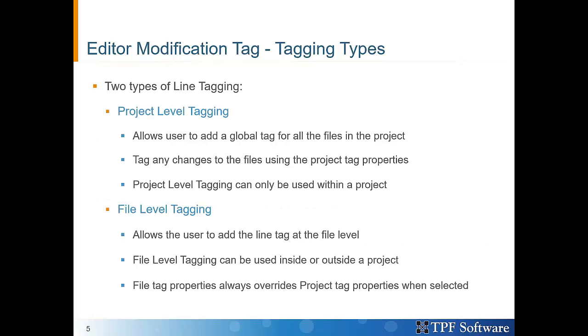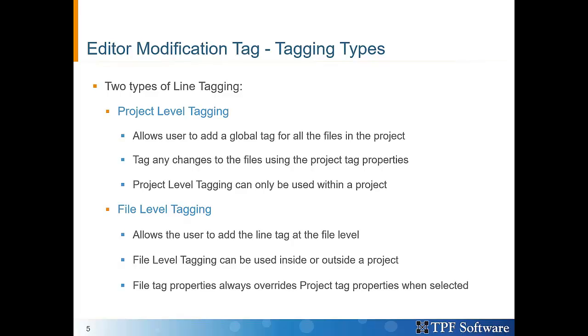There's two types of tagging that we have available. One is at the project level and the other is at the file level. The project level allows the user to add a global tag to all files in the project. So once that project level tag is set, you don't have to reset it for any files in the project. It can just be active. It'll tag all changes in the files using the project tag properties, and the project level tagging can only be used within a project or files within a project.